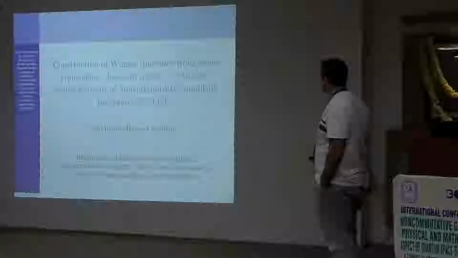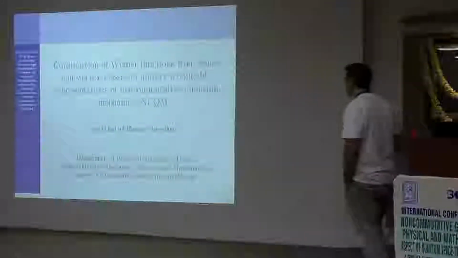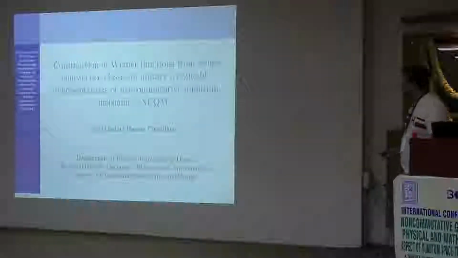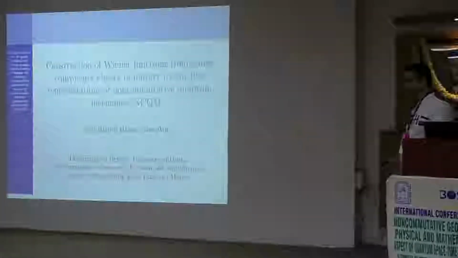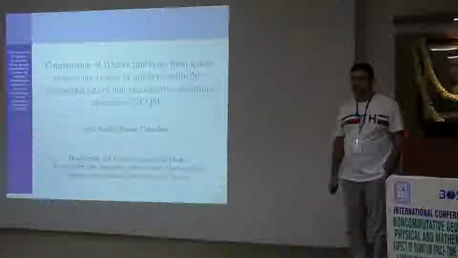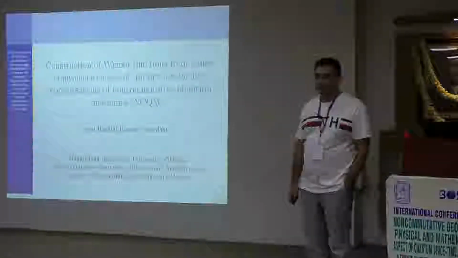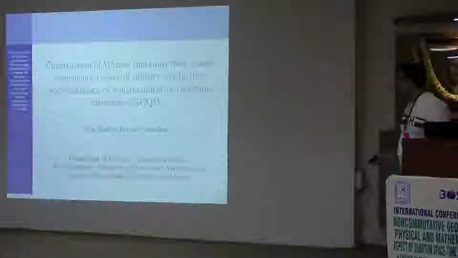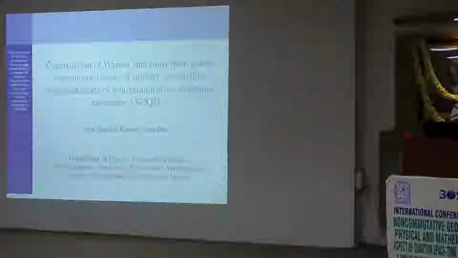As you can see from the screen, the title of the talk is Construction of Wigner Functions from Gauge Equivalence Classes of, quite a long title, Classes of Unitary Irreducible Representations of Noncommutative Quantum Mechanics. So by unitary irreducible representations of non-commutative quantum mechanics, I would mean the unitary irreducible representations of some nilpotent Lie group. I will first tell how to obtain that nilpotent Lie group of interest, and then find its unitary dual and move on to the further discussions later on.